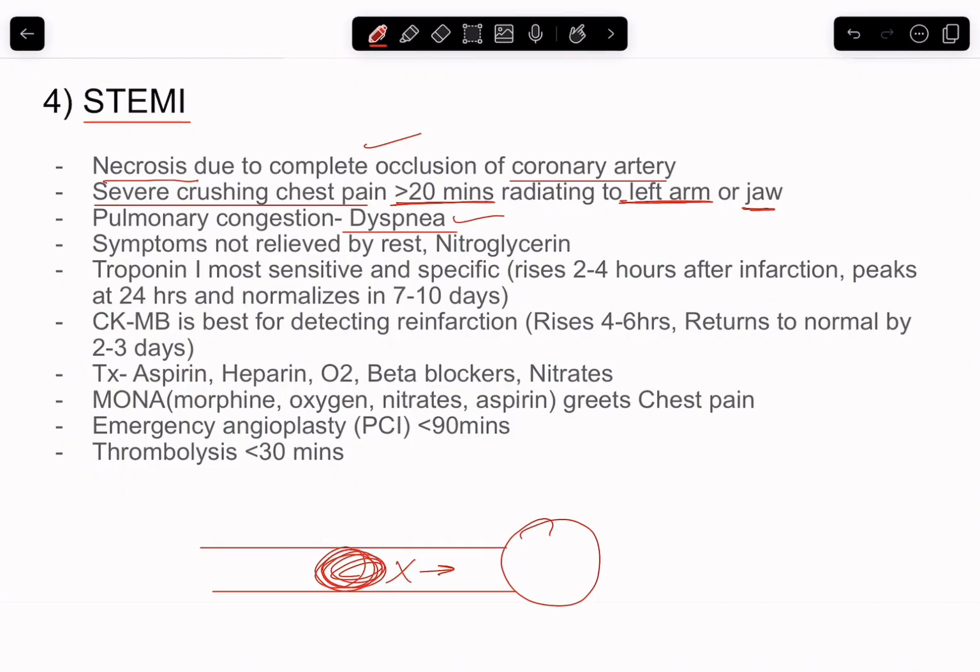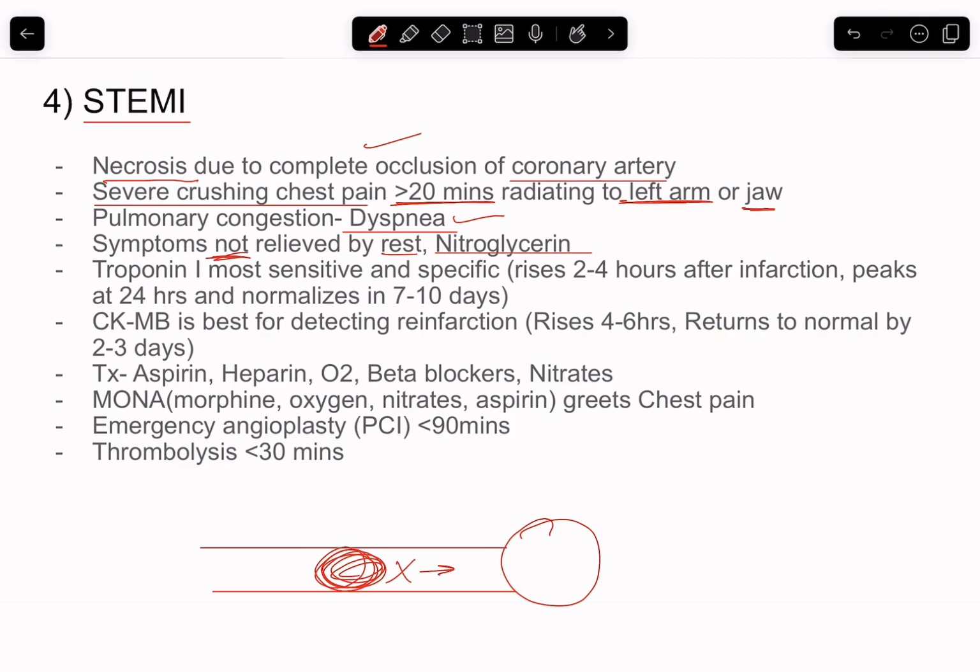Again, the same mechanism as I said during our stable angina slide. There will be backup of fluid into the pulmonary circulation as the left ventricle is not working properly, and that will result in pulmonary hypertension and eventually dyspnea or difficulty in breathing. One characteristic feature of STEMI is that the symptoms will not be relieved by rest as well as nitroglycerin, as it is a full thickness transmural infarction. The symptoms will not be relieved by nitroglycerin as the cardiac myocyte has already died.